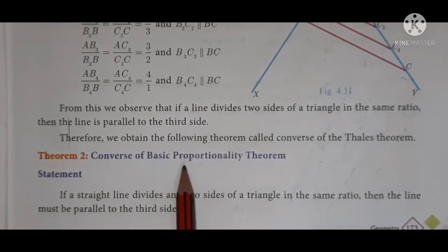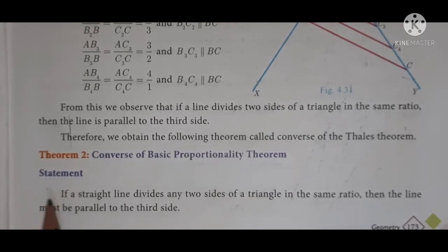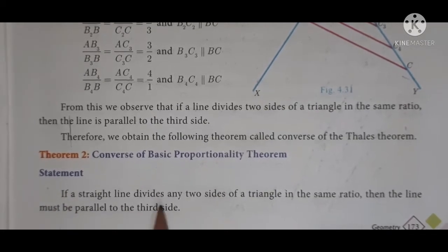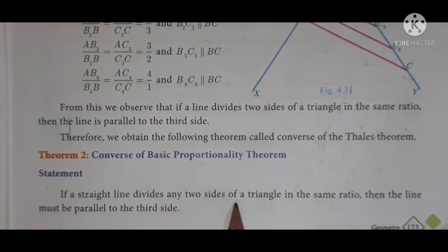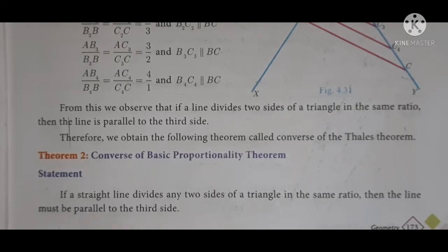Converse of the basic proportionality theorem. Statement: if a straight line divides any two sides of a triangle in the same ratio, then the line must be parallel to the third side.